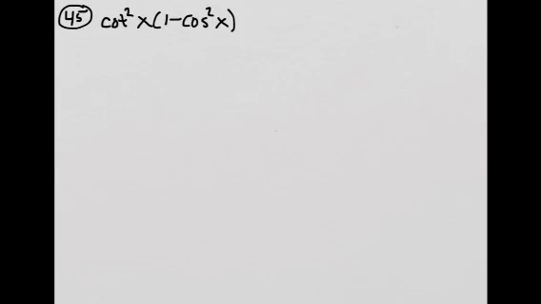Okay, so I'm going to convert the cotangent to cosine over sine, so cosine squared x over sine squared x. And I know that in the parentheses is a Pythagorean identity, a rearrangement of it, right? So 1 minus cosine squared x is sine squared x. So sine squared x over sine squared x is 1, and you're left with cosine squared x.